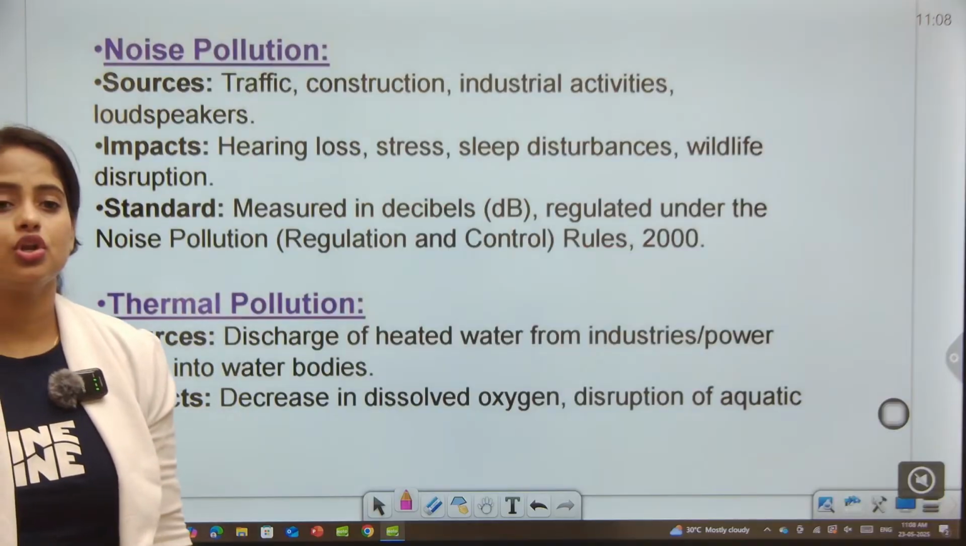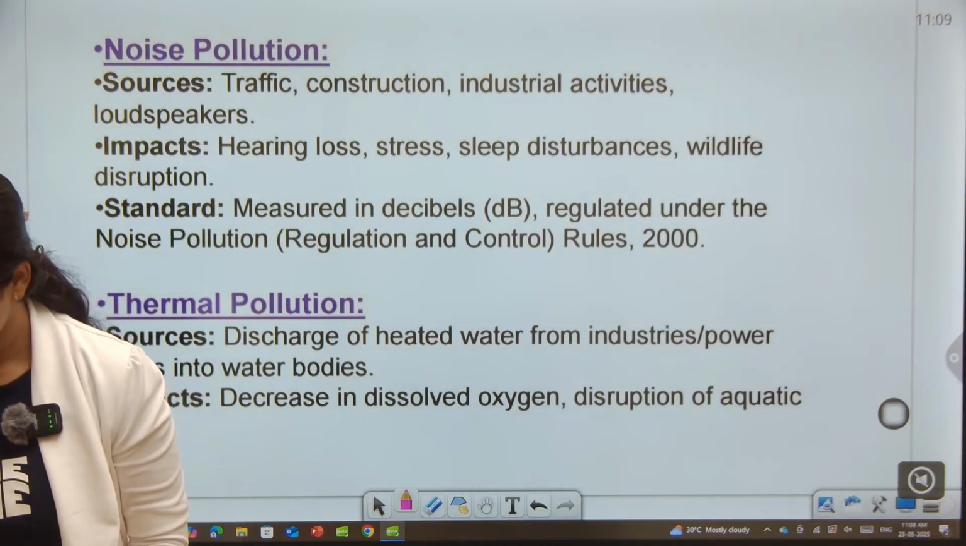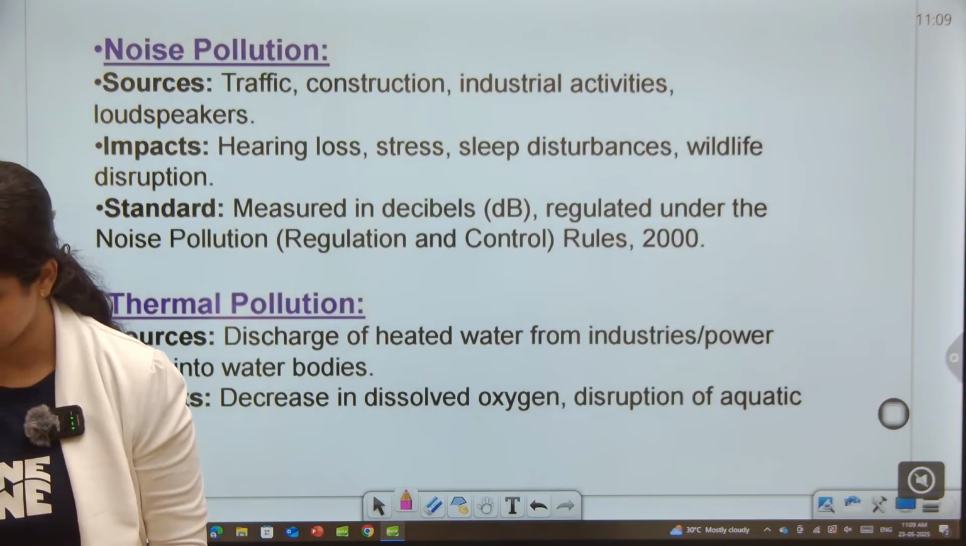Next, see the noise pollution. Okay. See what is noise pollution.